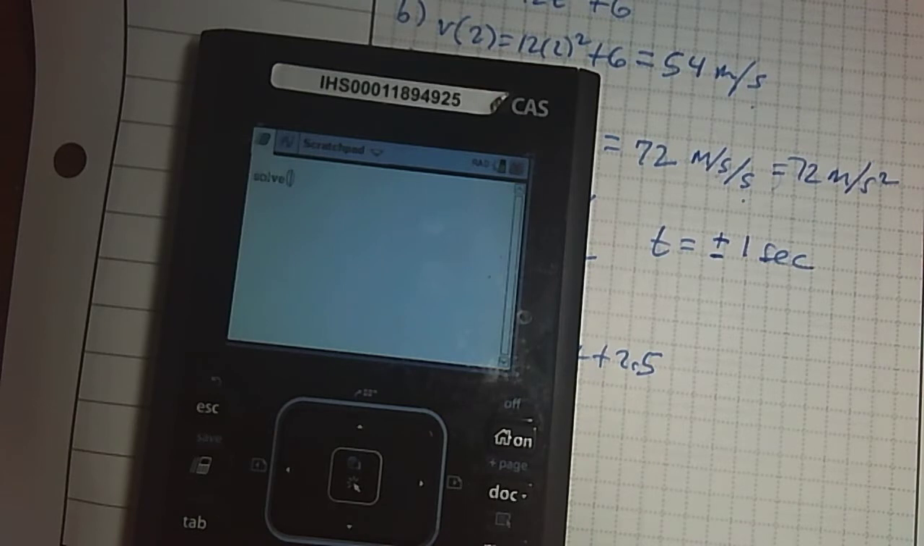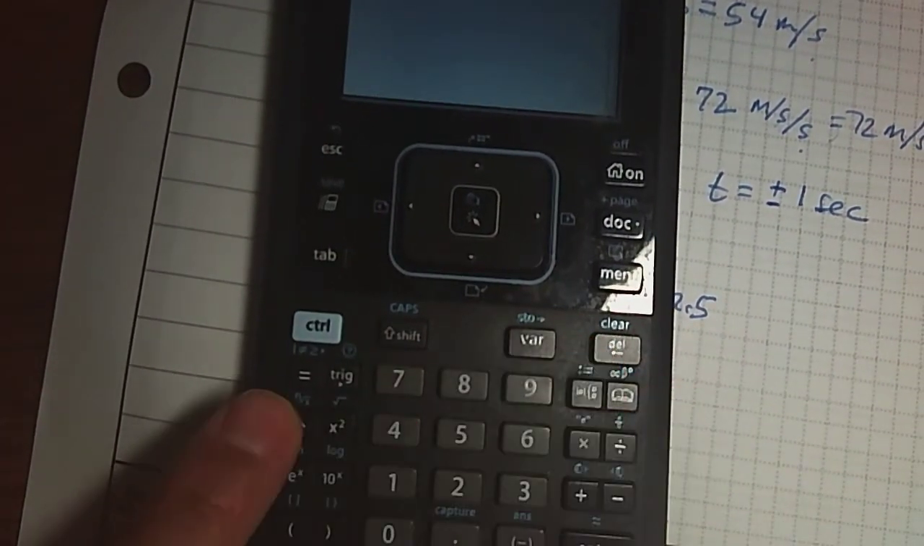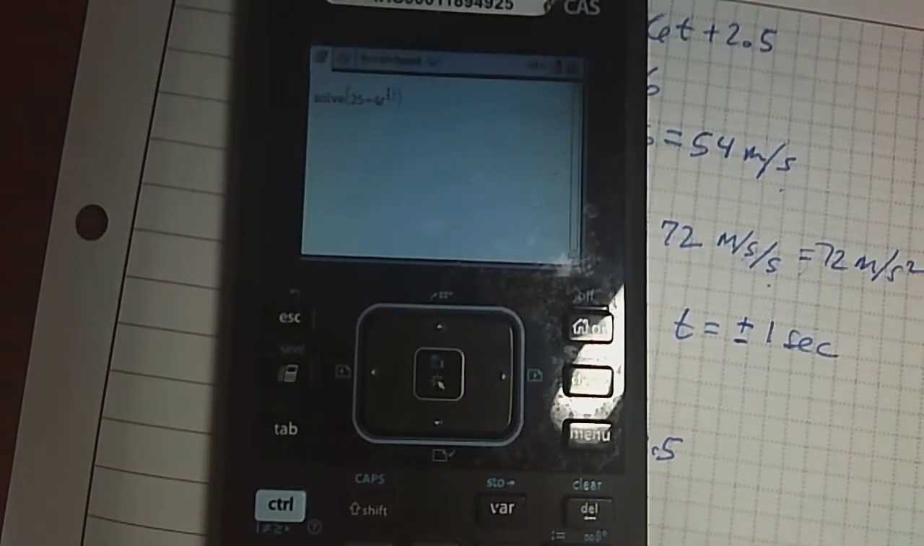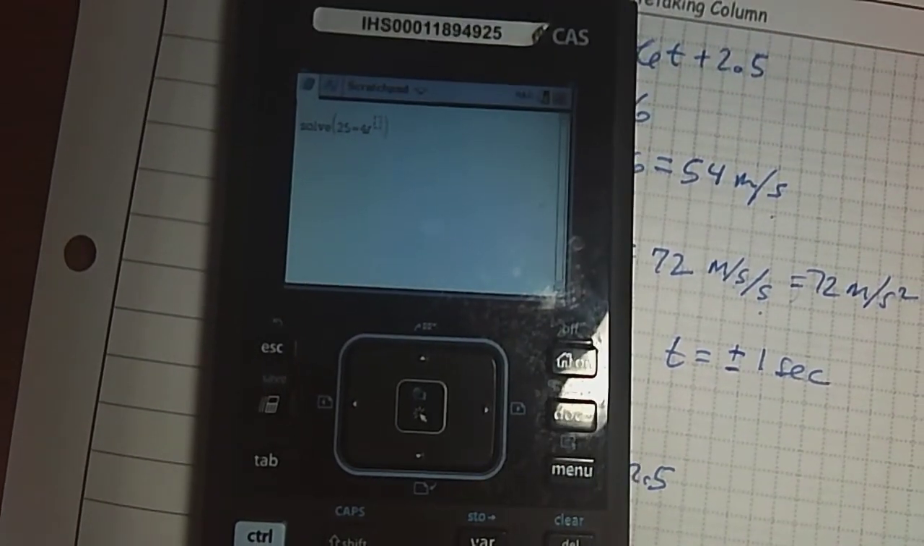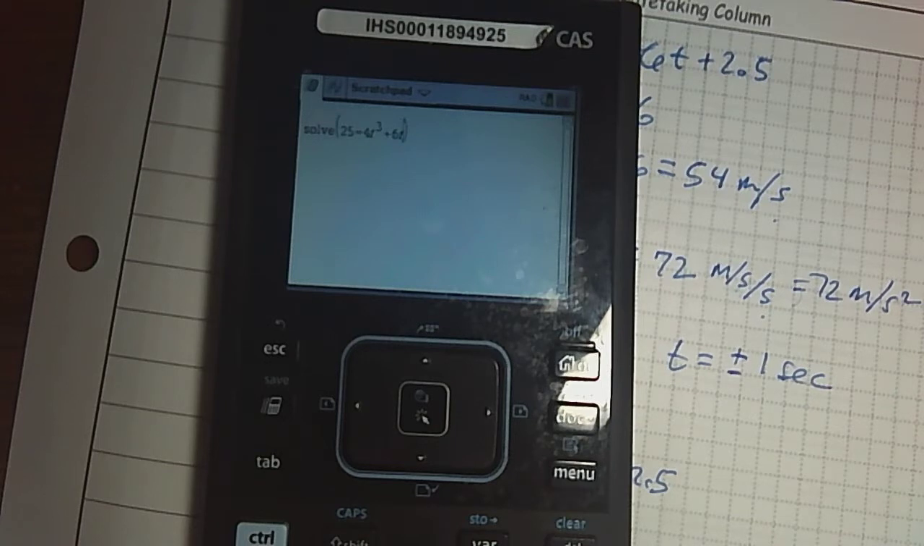And then you're just going to type it in. So the equation was 25 equals 4t cubed. Make sure you use the alphabet at the bottom of the calculator. The exponent button is underneath the equal sign. And then when you press that button, it goes up to the exponent that's cubed. Move the cursor over. Then we have plus 6t plus 2.5.